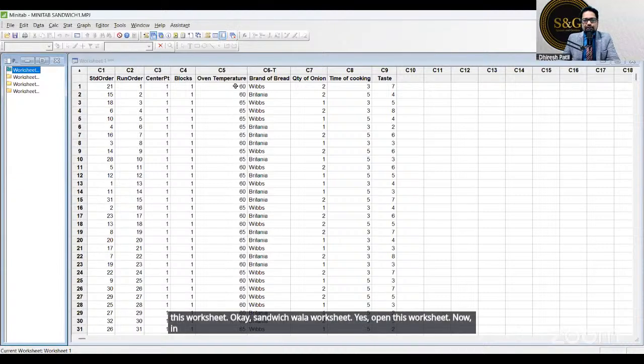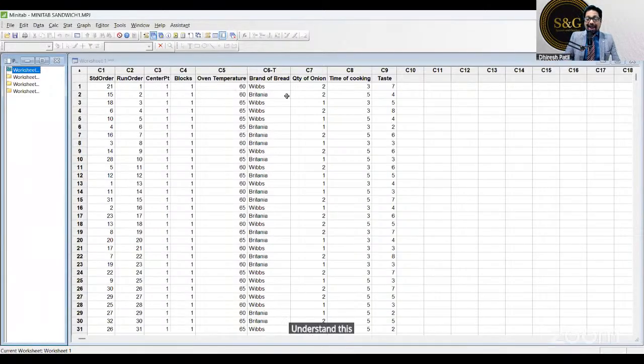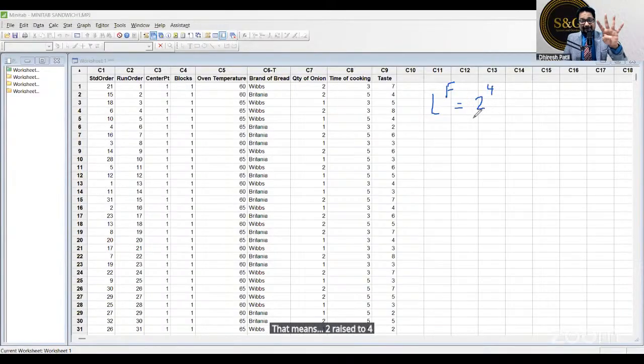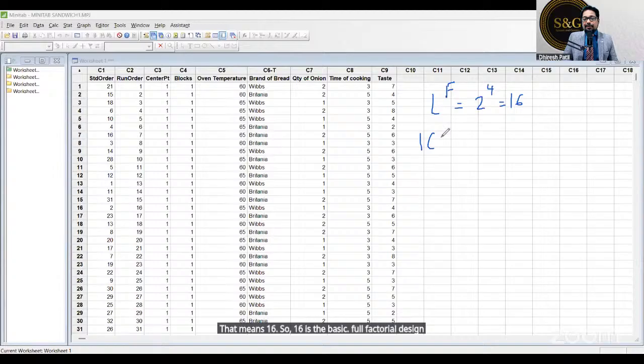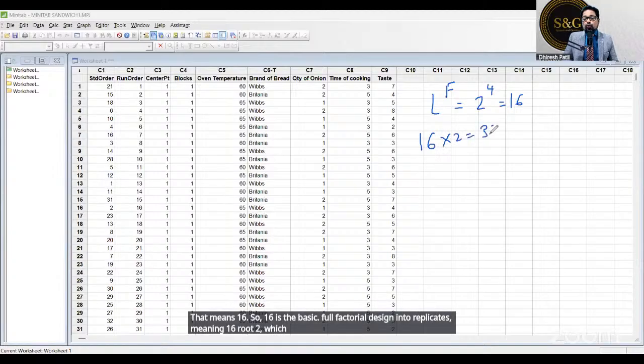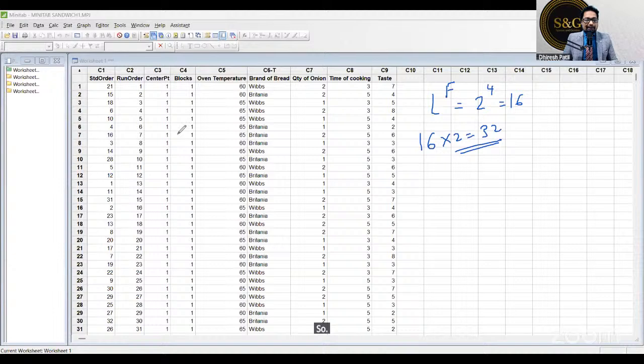Now in this sandwich worksheet, they have already found 4 factors. Now understand this. L raised to F. That means 2 raised to 4. There are 4 factors now, so that means 16. So 16 is the basic full factorial design. Into 2 replicates, meaning 16 into 2, that is 32. So there will be a total of 32 runs in this experiment. They have already done 32 experiments.